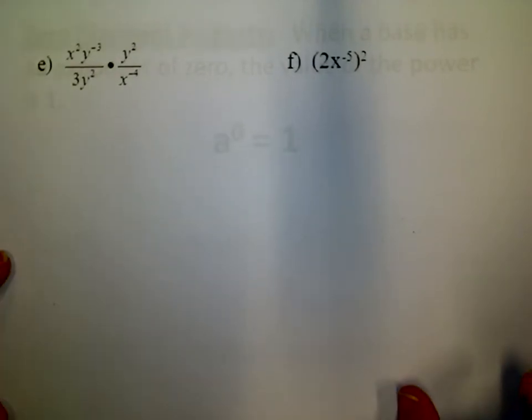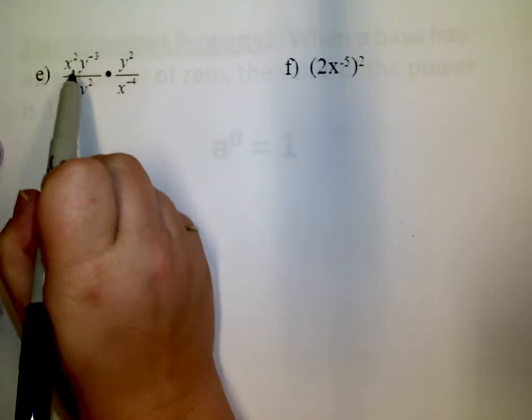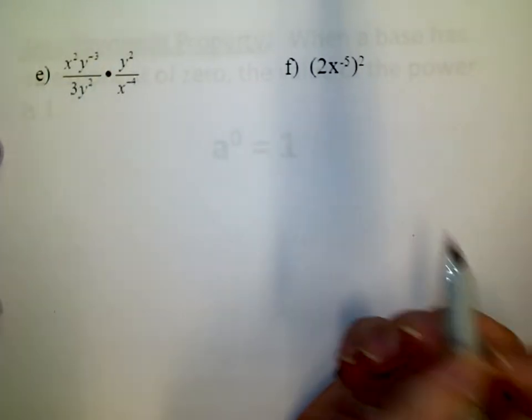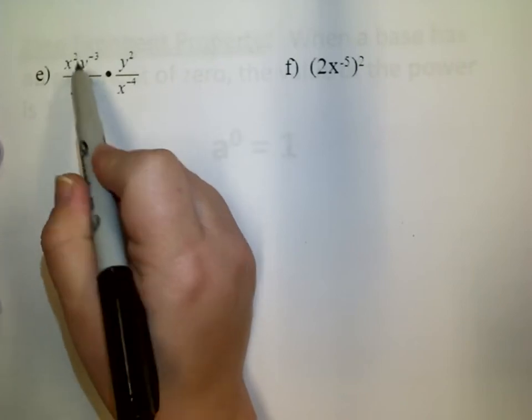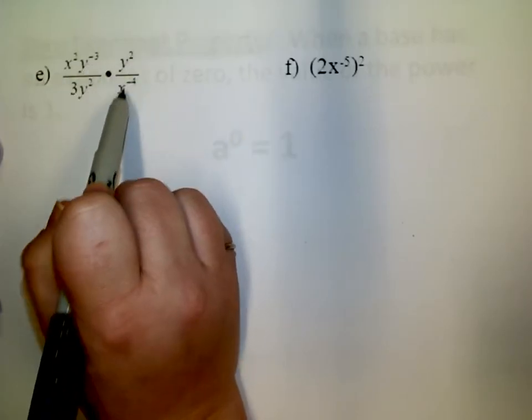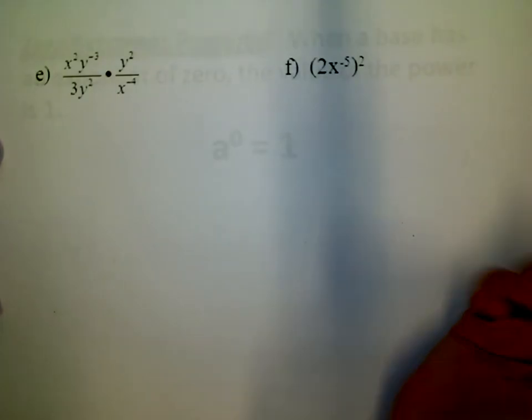Here are some examples using algebra, where I have a little bit more going on. These were some of the questions from the homework last night. When you multiply fractions, remember you're going to go straight across. You can either divide first and then multiply, or multiply first and then divide. That's what I prefer to do.